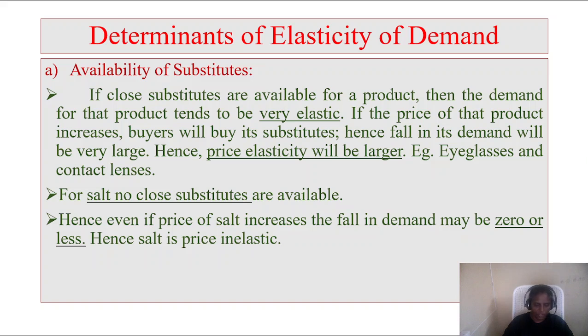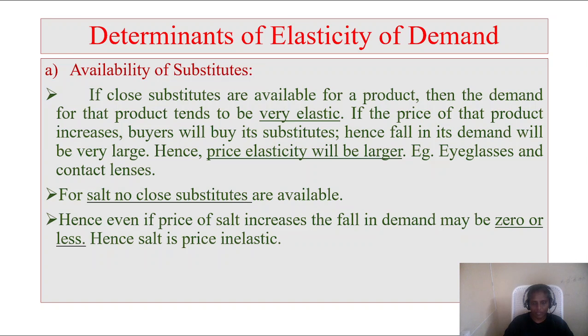We can give so many examples like eyeglasses and contact lenses, but in the case of a few commodities, for example salt, whether the price of salt goes down, what will happen? It does not have any substitute goods. If the price level goes down, there will not be any change in the demand for the commodity, and it does not have any close substitutes either.